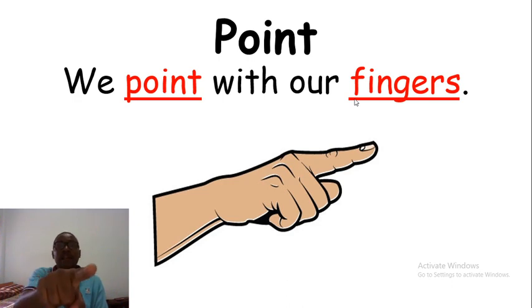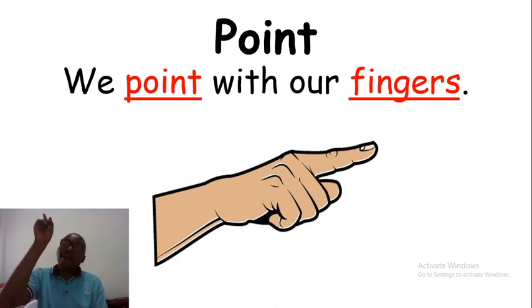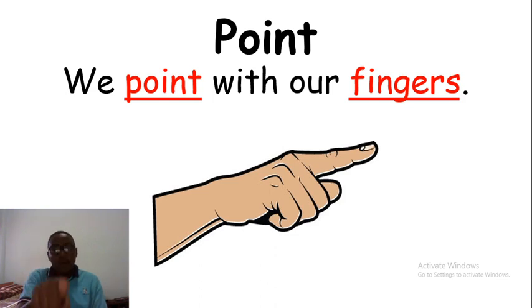The fingers are the ones that help us to point. So I am pointing. It is not good to point to your friends or to one another. But if at all you're pointing, the fingers are the ones that help us to point. Point at something. For example, I am pointing at this laptop with my fingers.